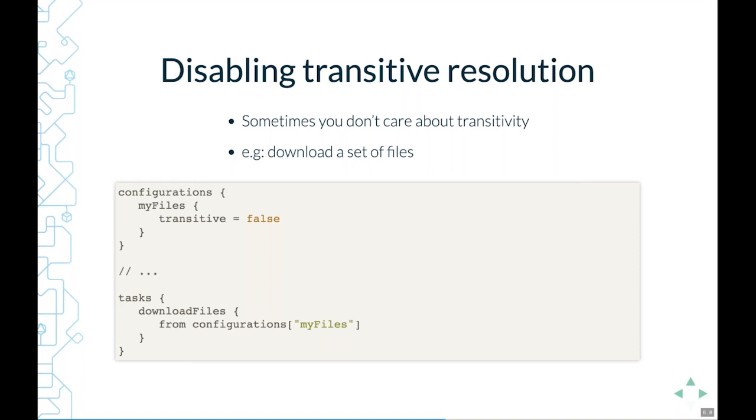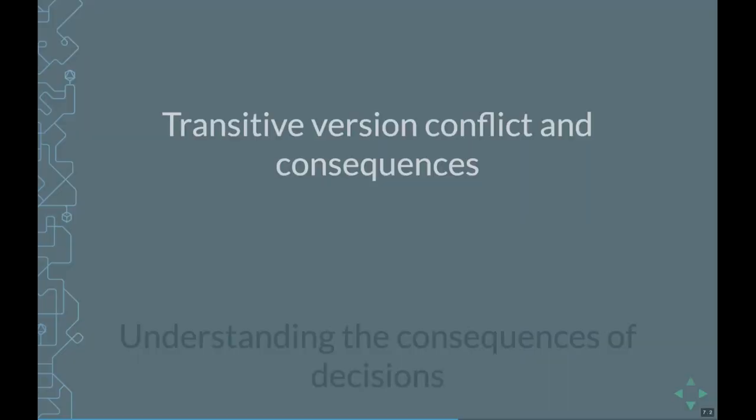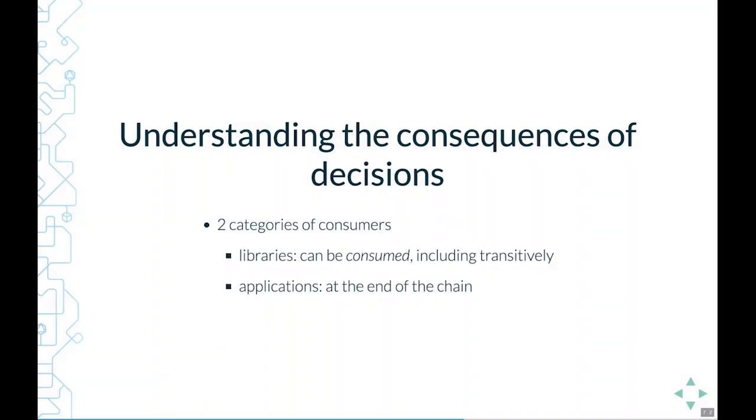However, here in that context, this is perfect semantic. I just want the first level files, nothing else. I'm just disabling transitive resolution. So what's really important to understand is that when you handle version conflict, it can have consequences.